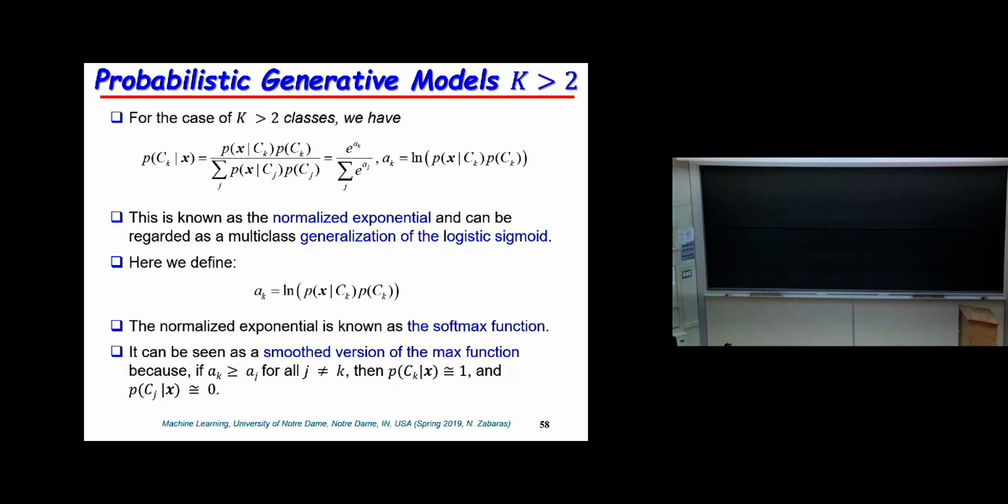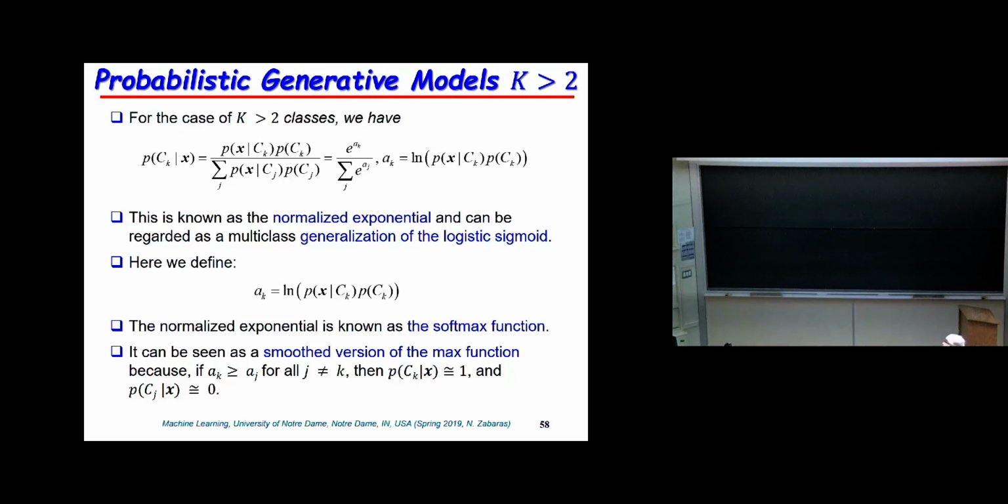So this is the softmax function, and the reason it's called the softmax is that it's sort of a soft approximation to the max function. So if, let's say, alpha K is greater than all the other alpha J's, you can immediately see that this comes to be equal to 1, and all the other posteriors come to equal 0, okay? So again, for many classes, we're going to use this representation, with this updated definition.